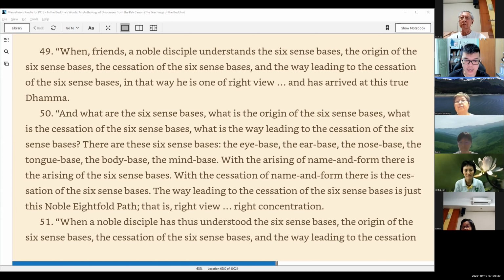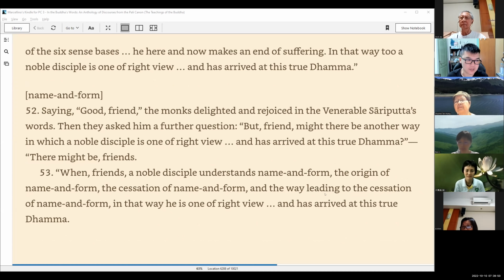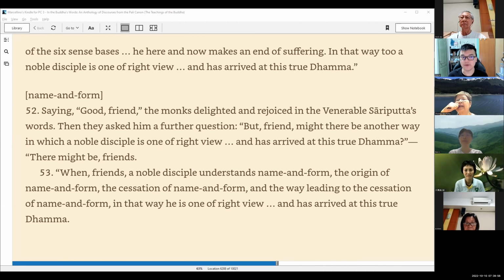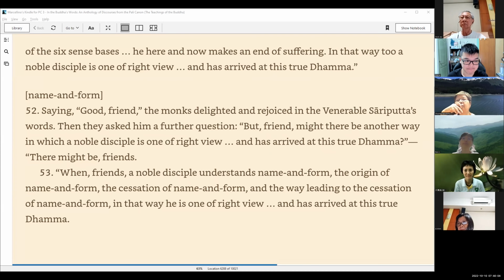When a noble disciple has thus understood the sixth sense basis, the origin of the sixth sense basis, the cessation of the sixth sense basis, and the way leading to the cessation of the sixth sense basis, he, here and now, makes an end of suffering. In that way too, a noble disciple is one of right view and has arrived at this true Dharma.